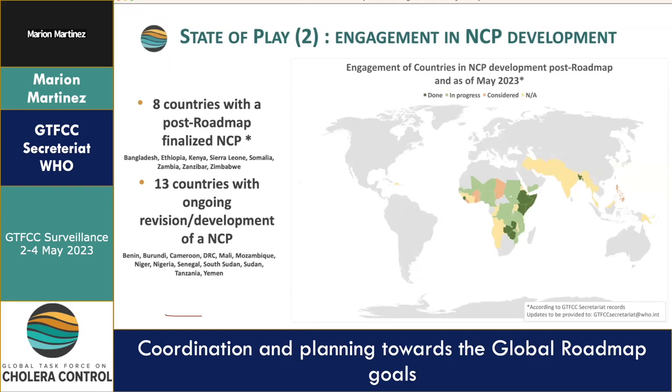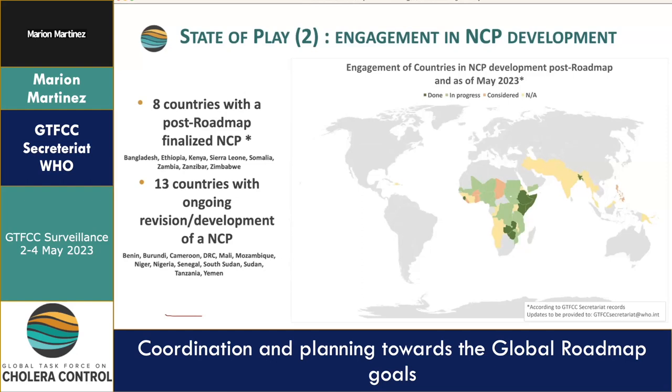If we forgot any of them, you can either put something in the chat or get in touch. We have included on the slide the GTFCC secretariat address. So far, Bangladesh, Ethiopia, Kenya, Sierra Leone, Somalia, Zambia, Zanzibar, and Zimbabwe have a finalized NCP. Now, I'll go into a precision. We have a lot of countries currently engaged in developing or revising NCPs. It does not mean that those countries had nothing and have just engaged now in an NCP process. I'll take the example of our colleagues from DRC, and I think Dr. Placid is in the room. DRC is currently going through an extensive process, and they are finalizing and almost launching their revised NCP. And of course, they used to have one before.